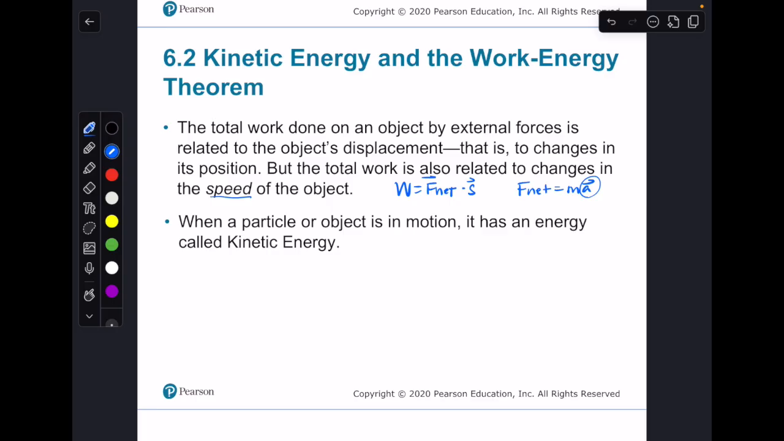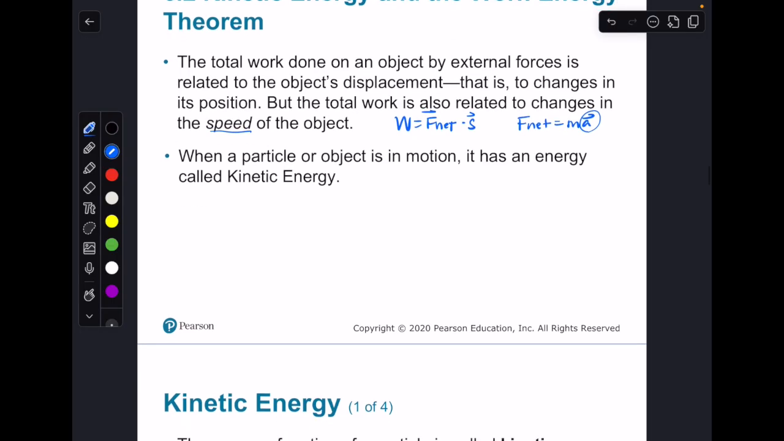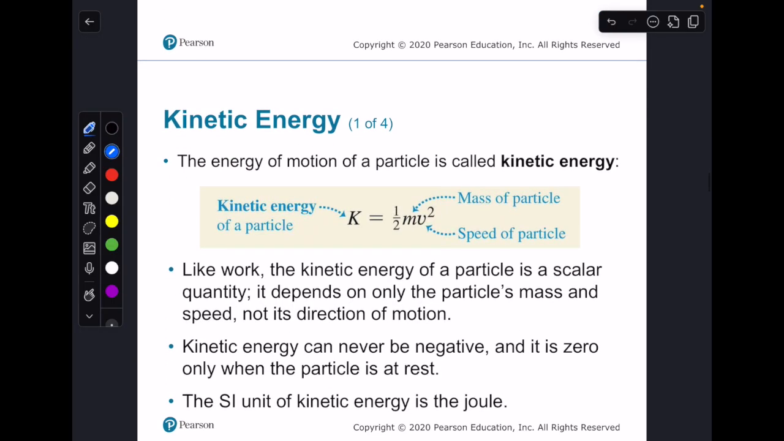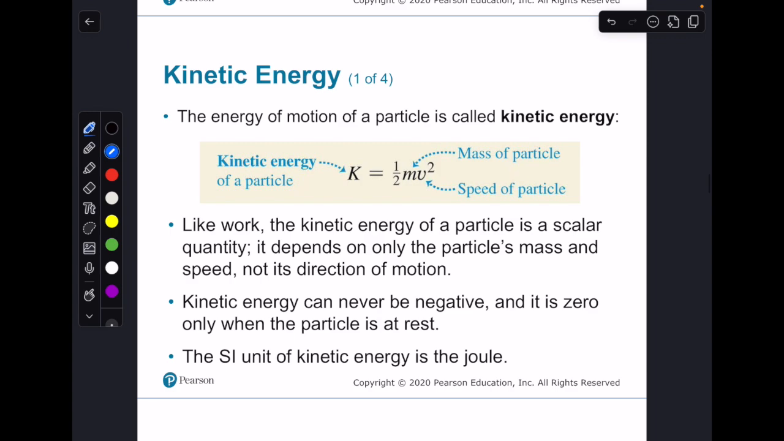Let's take a look at the energy of something moving with a speed v. So when a particle or an object is in motion, it has what we call kinetic energy, and that's energy due to its velocity. And the definition of kinetic energy is right here. It's 1/2 times the mass times the speed of the particle squared.